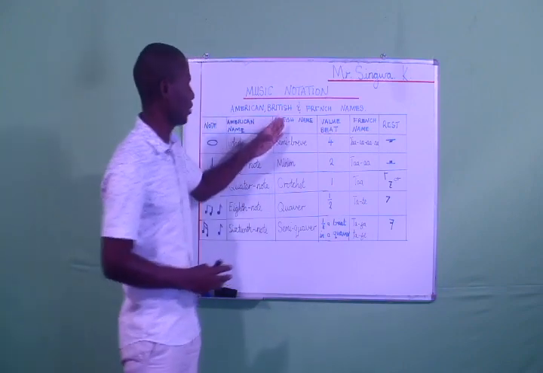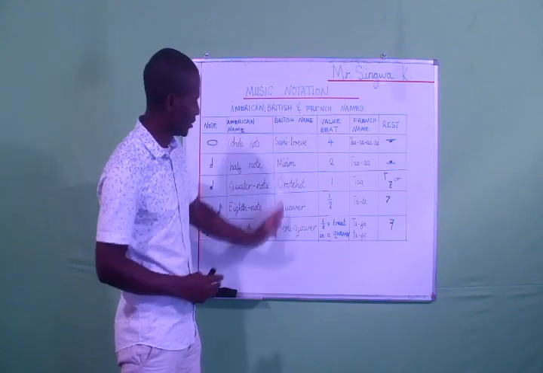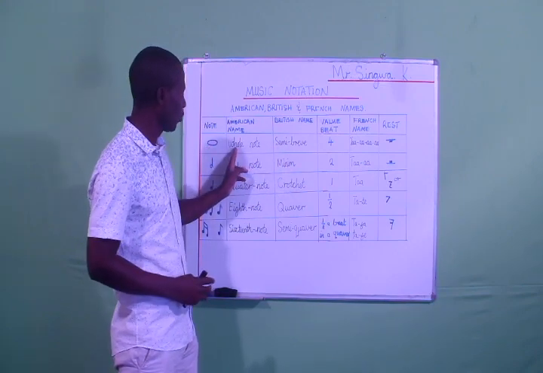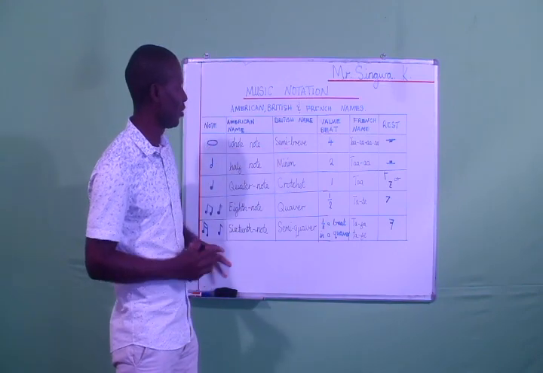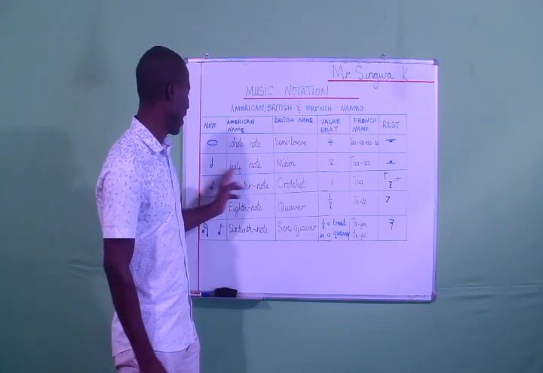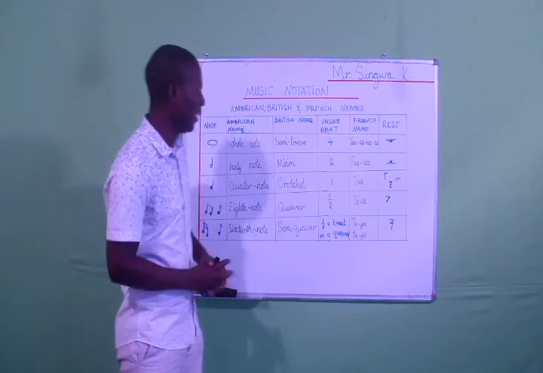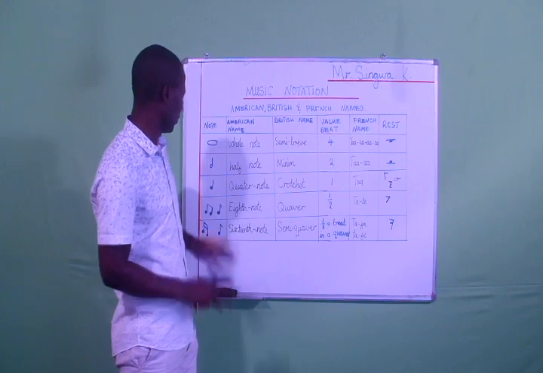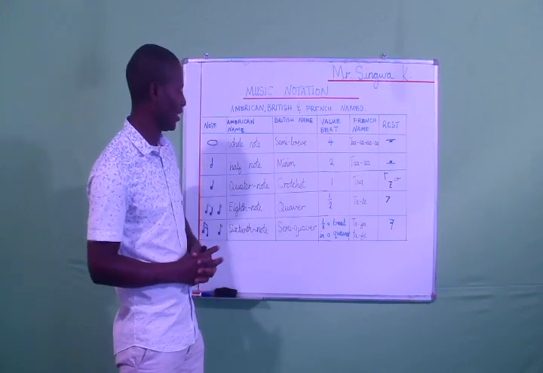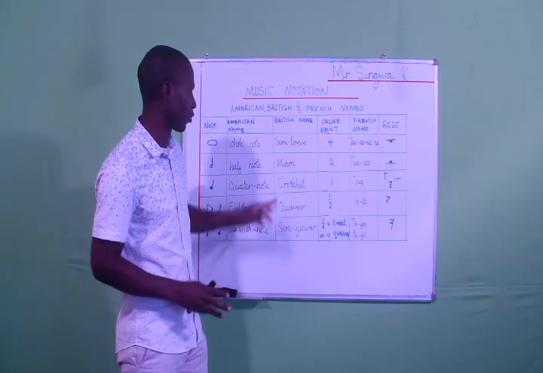Also in Britain, these are the names. When you look at this symbol, where they call it a whole note here, they call it a semibreve. Here where they say half note, they call it a minim. This is a minim. Here where they call a quarter note, they call it a crotchet. In Britain, they call it a crotchet.